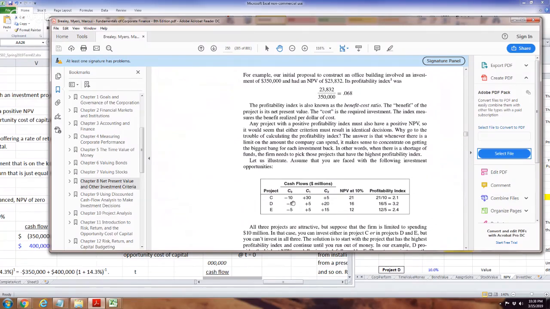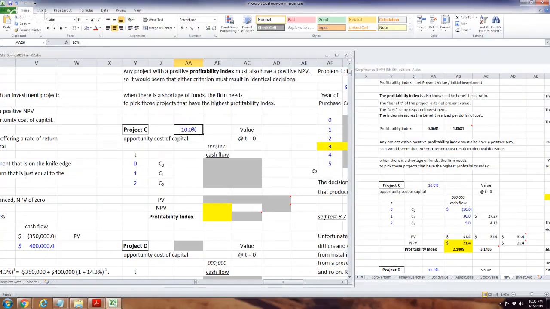The first one has all negative cash flows. Oh, no, not all, pardon me. The first one, you come in with a certain investment, and then you get positive cash flows in C1 and C2. You determine net present value, and you determine profitability index. And the whole discussion is in here. Okay, so that's what we're working on.